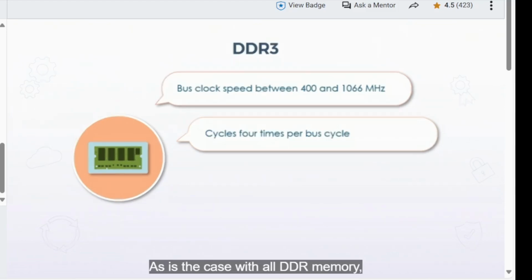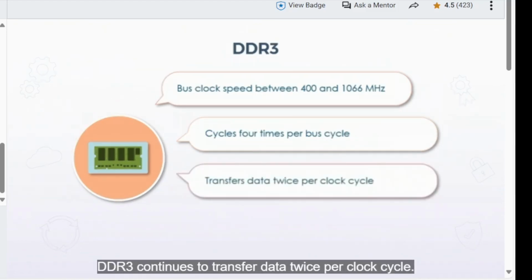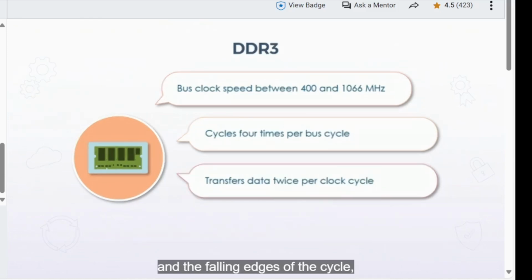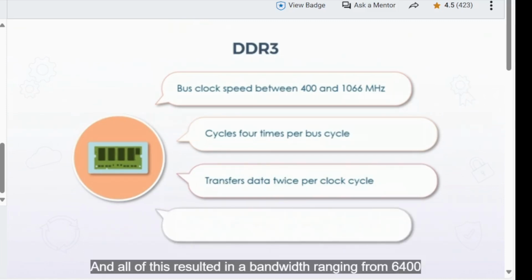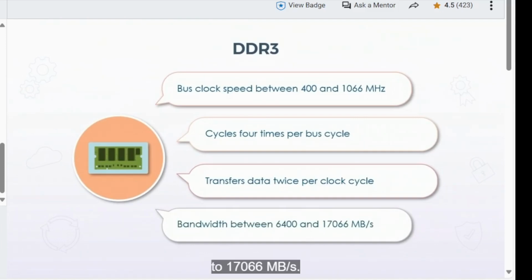As is the case with all DDR memory, DDR3 continues to transfer data twice per clock cycle. Again, this is a process referred to as double pumping, whereby data is transferred on both the rising and the falling edges of the cycle, which is effectively the double in the term double data rate. And all of this resulted in a bandwidth ranging from 6,400 to 17,066 megabytes per second.